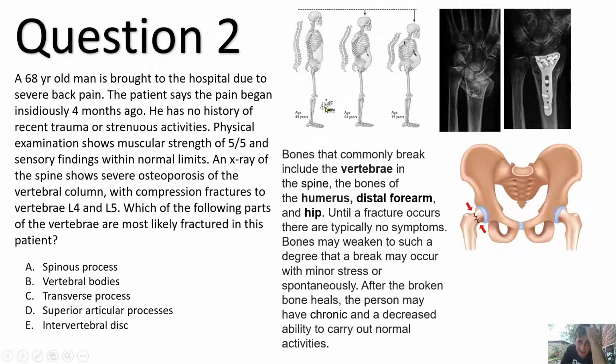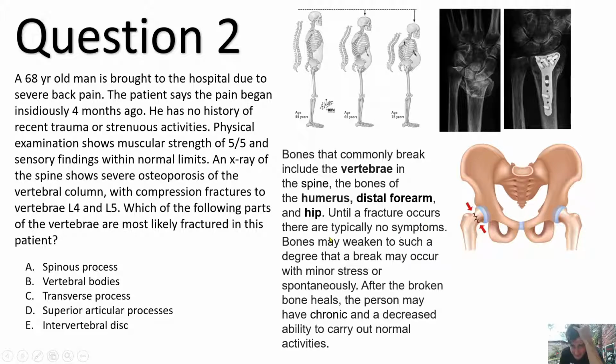So again, here, bones that commonly break in people who have osteoporosis include the vertebrae, the humerus, the distal forearm. Here's a radius fracture that was fixed, and the hip. This is a femoral head or neck or junction fracture, I don't know. Y'all, again, we're learning this together, all right? I don't know any more than y'all do. Y'all probably know more than me, so help me out in the comments.